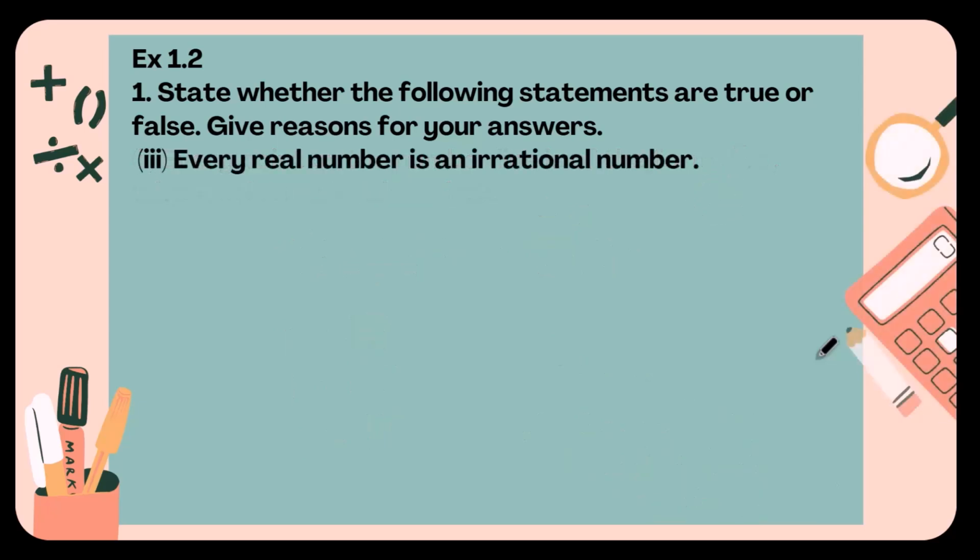Every real number is a rational number. Every real number, is it an irrational number? Again, I'm asking, every real number, is it an irrational number? No. Real numbers have rational and irrational, right? So every real number cannot be an irrational number. Every irrational number is a real number, but every real number cannot be irrational because there is rational also. That is the logic here.